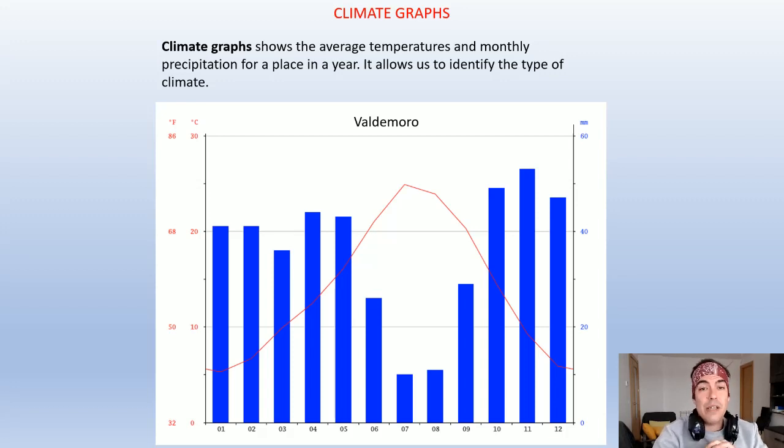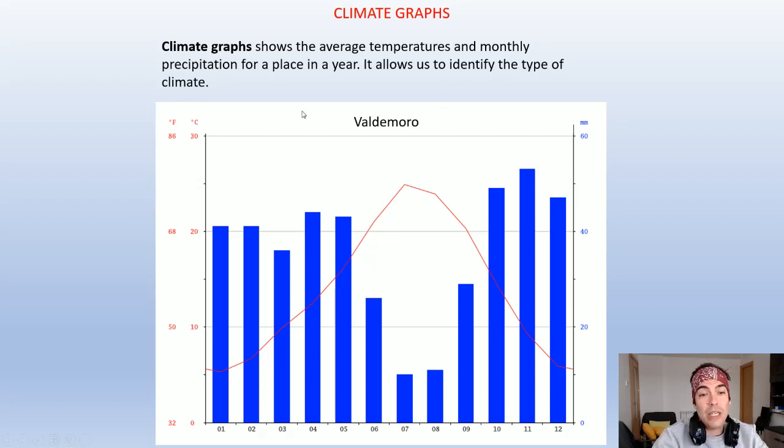We have to get used to studying and creating climate graphs. Climate graphs or climograms, climogramas en castellano, are graphs that show us the average temperatures and monthly precipitation for a place in a year. It allows us to identify the type of climate. We will study the climates in the next unit, and you will see that each climate has a type of climate graph with which you can identify very quickly what type of climate it is.